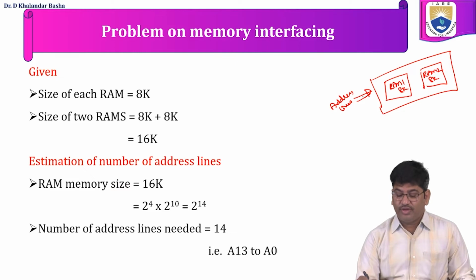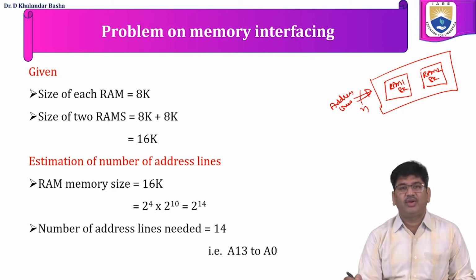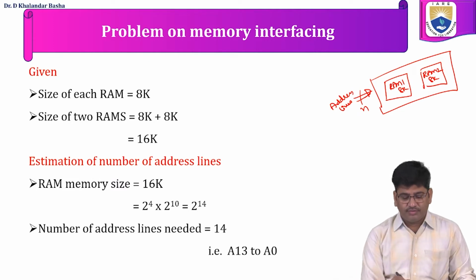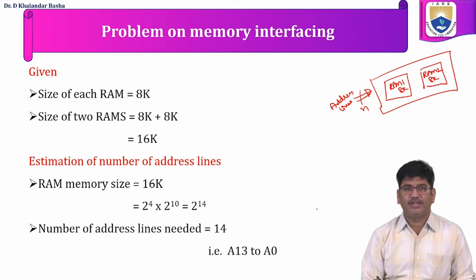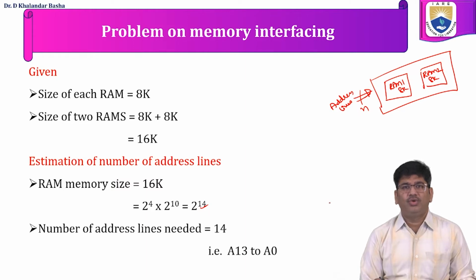The objective is to find out how many address lines are required. For finding out the number of address lines, the total memory locations are represented as 2 to the power of n. So 16K we can write as 16, which is 2 to the power of 4, and 1K is equivalent to 2 to the power of 10. In total, that is 2 to the power of 14, since 10 plus 4 is 14. So 14 address lines are required for accessing any memory location of the given 2 RAM blocks.